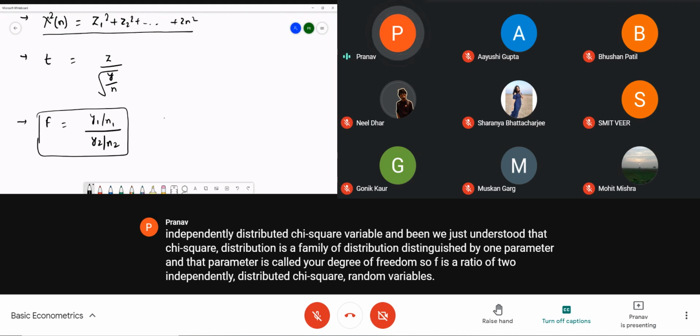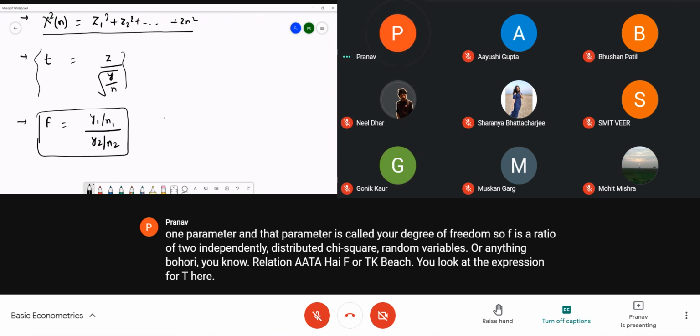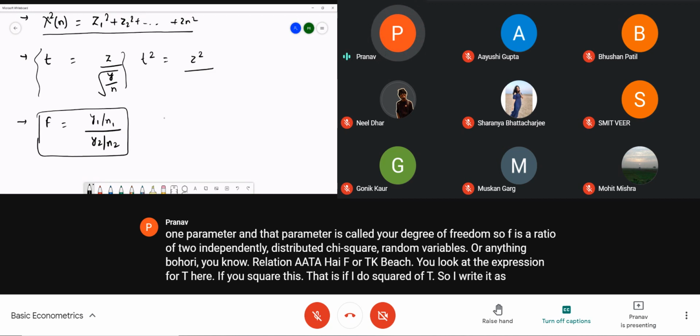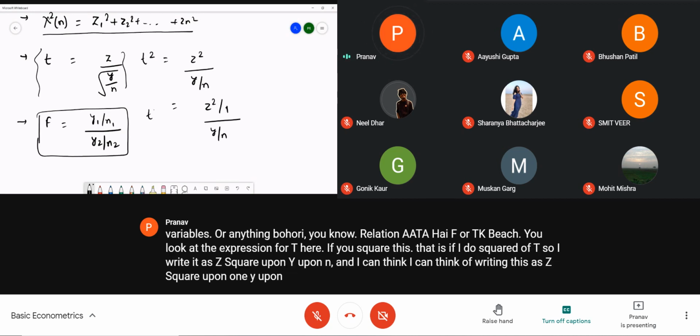और यहीं से एक बहुत ही important रिलेशन आता है F और T के बीच में. वो क्या है? You look at the expression for T here. If you square this, that is, if I do square of T, so I write it as Z square upon Y upon N. And I can think of writing this as Z square upon 1, Y upon N. So this is T square.